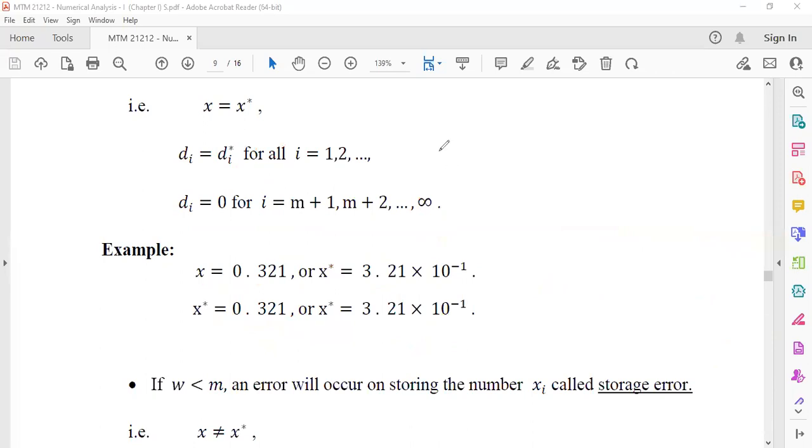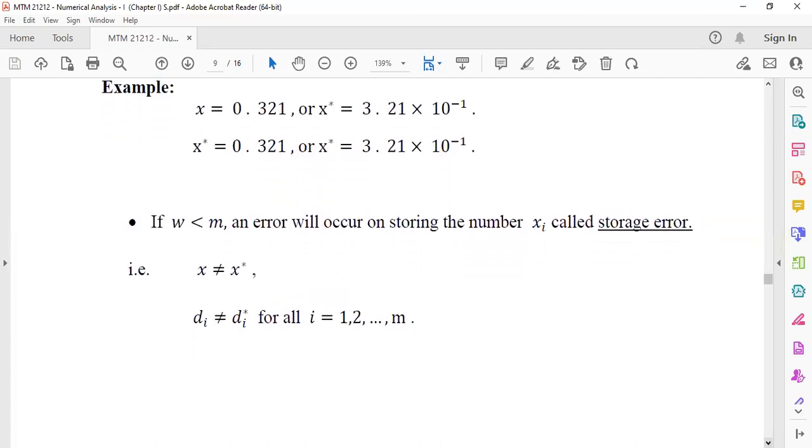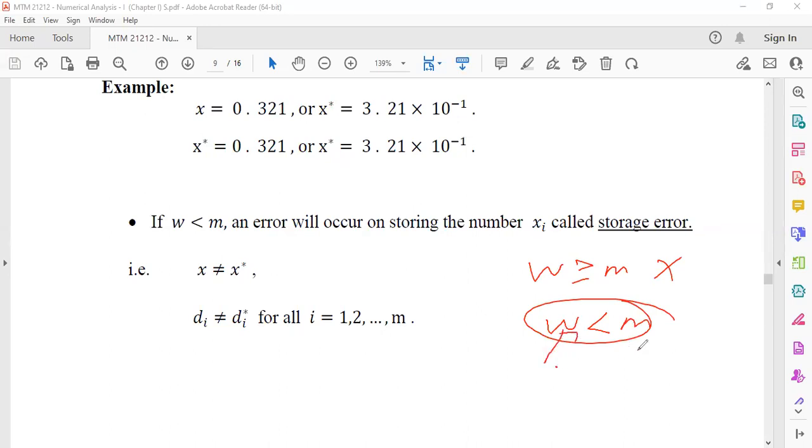Now, the next situation. We have seen that for w greater than or equal to m, there is no error. What will happen for w less than m? It means the computer digits are fewer than our actual digits.